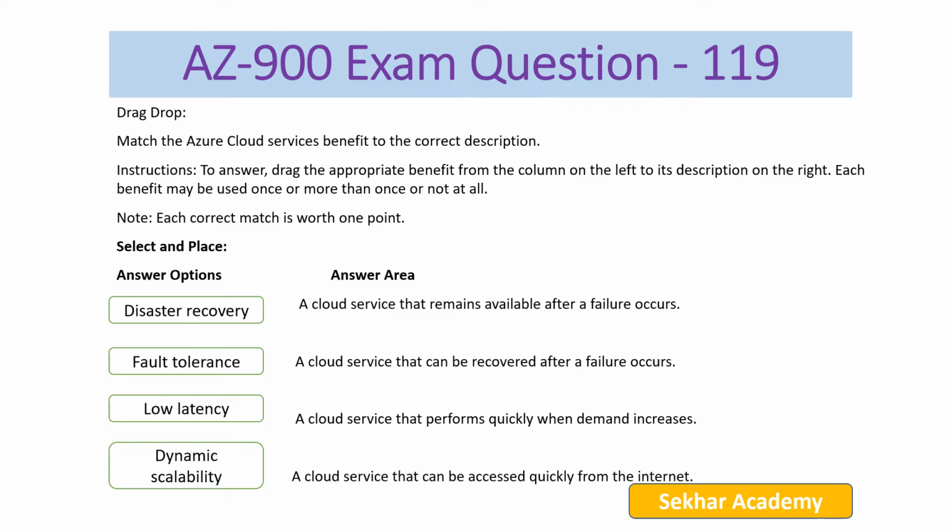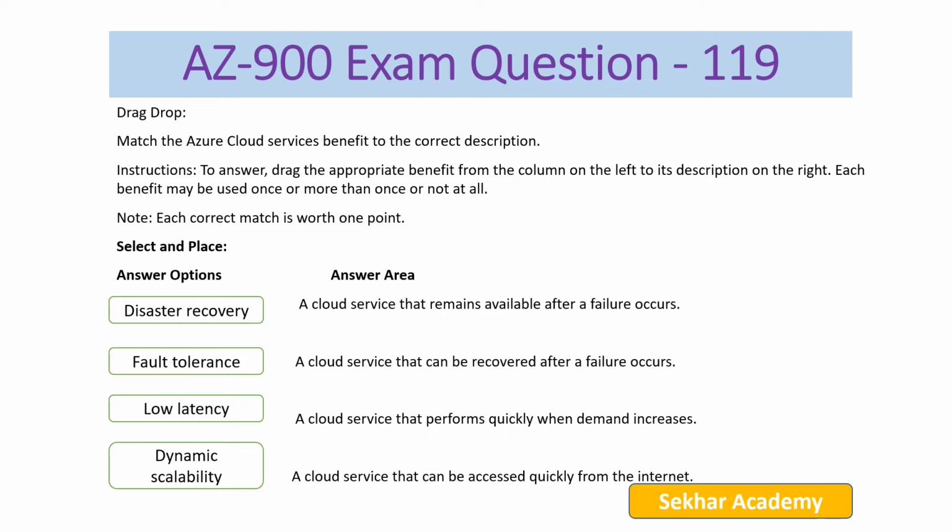AZ-900 exam question number 119. Match the Azure Cloud Services benefit to the correct description. To answer, drag the appropriate benefit from the column on the left to its description on the right. Each benefit may be used once, more than once, or not at all. Each correct match is worth 1 point. The answer options: disaster recovery, fault tolerance, low latency, and dynamic scalability.